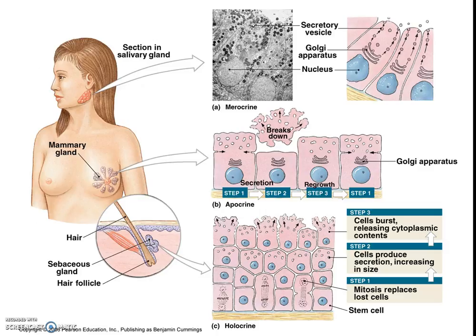Since we're breaking down the whole cell and secreting the whole product in this holocrine secretion, notice that the lowest layer of cells next to the basement membrane are the stem cells, and by definition, stem cells are cells that are constantly going through division and replacing themselves, because eventually the whole cell will be used as the product. So if we don't keep replacing them, we will run out of the product.